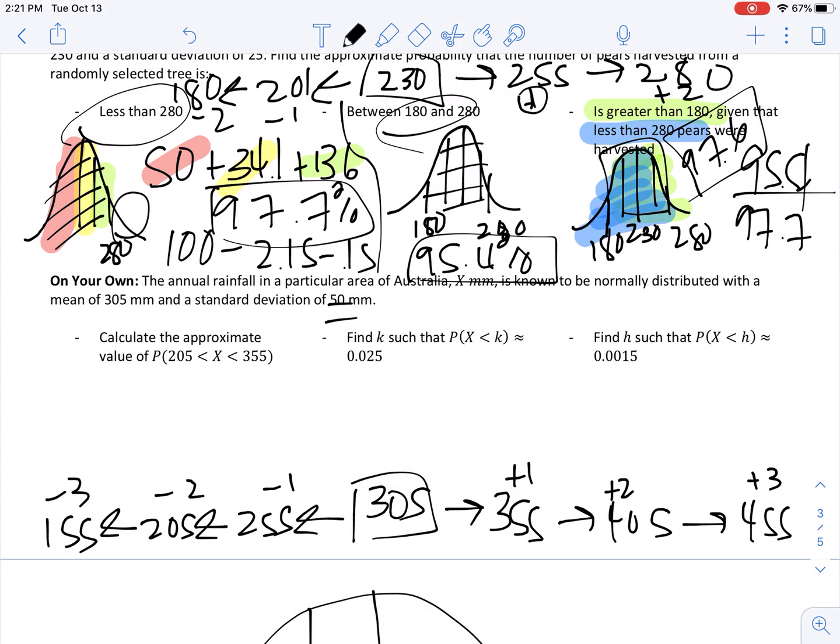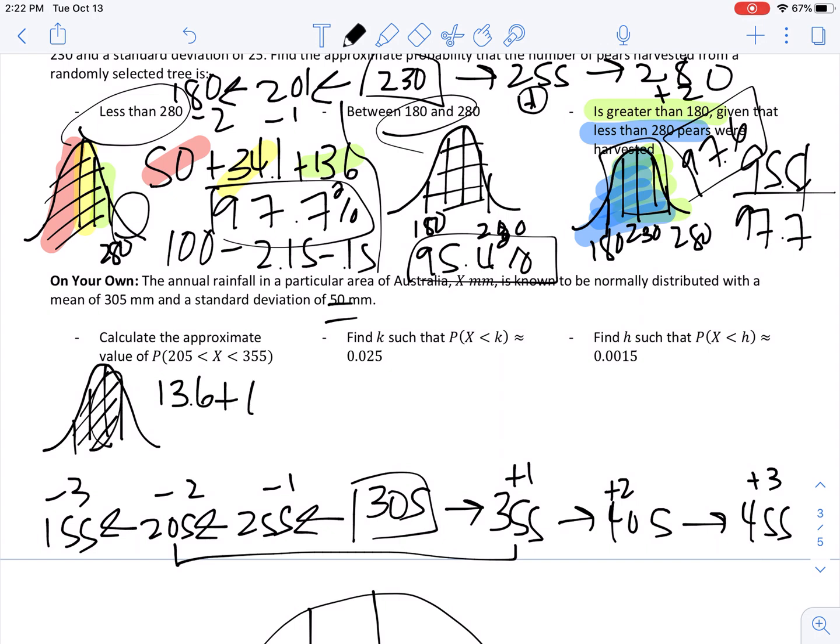So calculate the approximate value of the probability between 205 and 355. So 205 and 355. So if we draw this to try to get a picture in our head, 205 is 2 out, 355 is 1. So we're looking for this. Okay, so we need that one area, which will give us 13.6, plus this is the standard deviation within one standard deviation, and that's always going to be 68.2, so 81.8%.